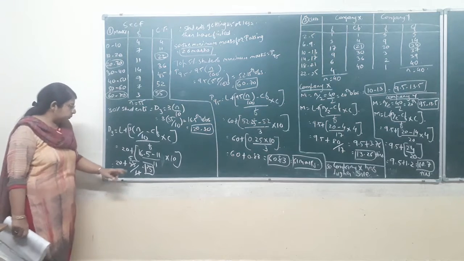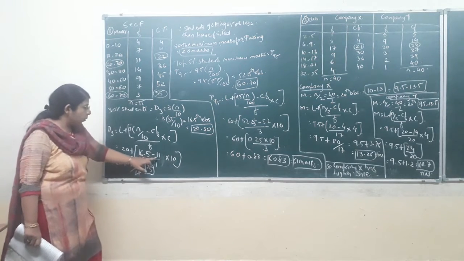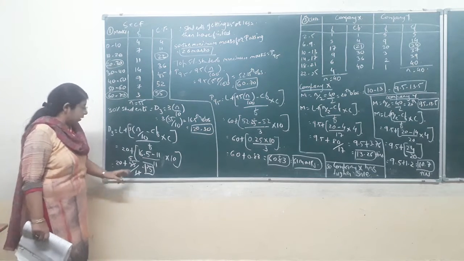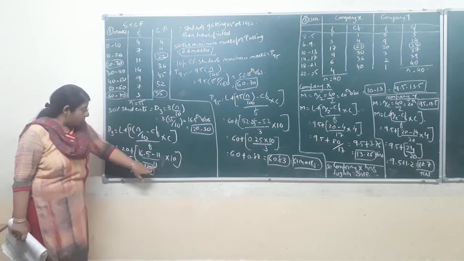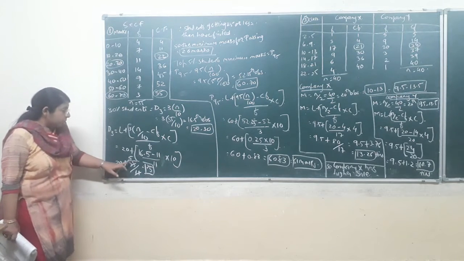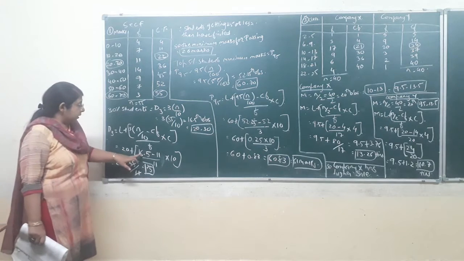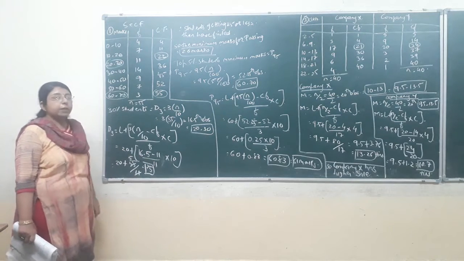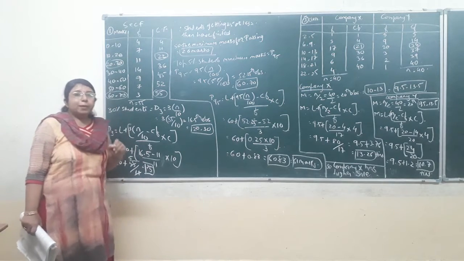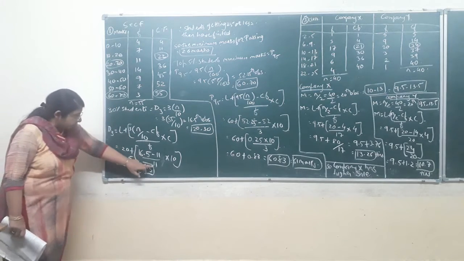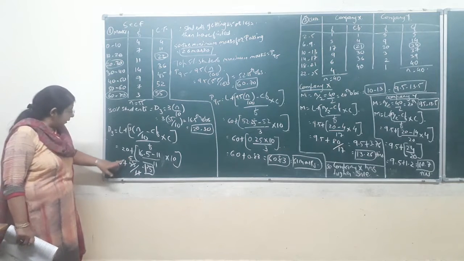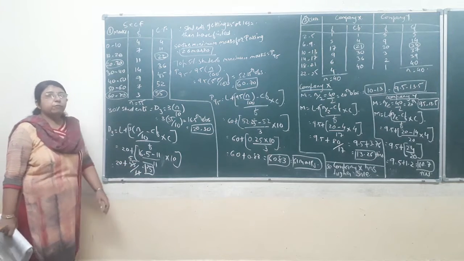Now doing the calculation, 16.5 minus 11, you will get 5.5. Again repeating, 5.5 into 10, you will get 55. 55 by 11, you will get 5. So 20 plus 5 is equal to 25 marks.